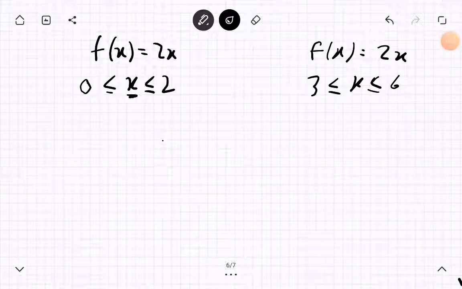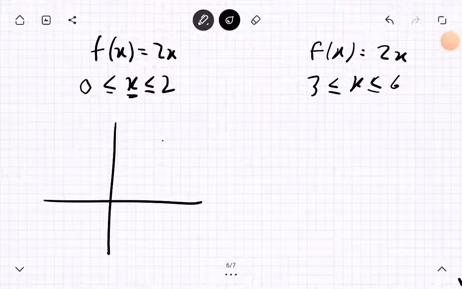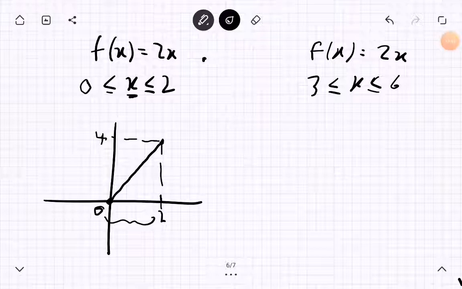It's a different domain. So in the first case, you will have 0, and then all the objects between, maybe this is 2, this is 4, this is 0, and then you draw a line in the middle. So this is our first case. Our inputs are only from here to here. This is our domain. So this entire thing is our domain.